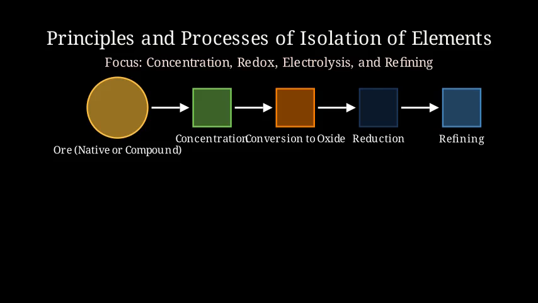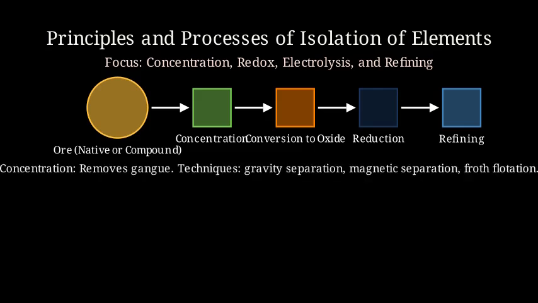We take an ore, concentrate it, convert it into an oxide by oxidation, or otherwise reduce that oxide, and finally purify the metal through refining. First step is concentration, where gangue or impurities are removed. Techniques include gravity separation, magnetic separation, or froth flotation, depending on the ore. The concentrated ore is rich in the desired metal compound.